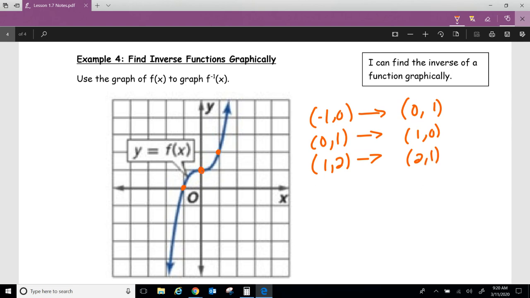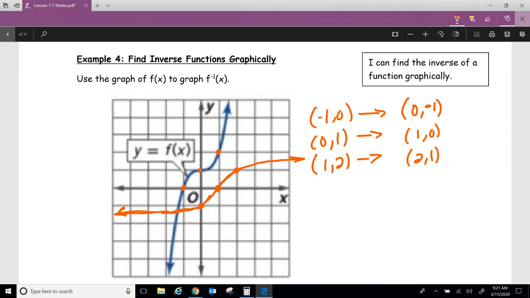So 0, 1 we already have, and then 1, 0, and then, sorry, this should be 0, -1. Sorry. 0, -1 makes a big difference. 0, -1, and then 1, 0, and then 2, 1. So for our inverse, it's going to have the same shape and go in the same order, but it's going to be flipped to look like this.